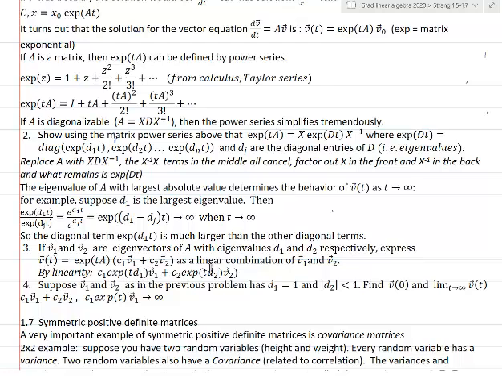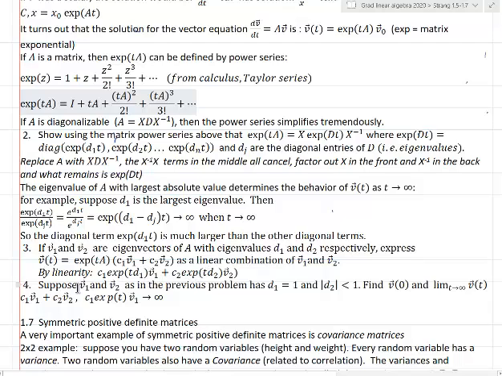Same thing with v2. If I apply this matrix to v2 and do it term by term, a on v2 is going to give me d2 v2. A squared on v2 is going to give me d2 squared v2. Then this is going to give me d2 cubed v2. I factor out all the constants. I have lots of constants times v2. Those constants all add up to this exponential. So I've got this result.